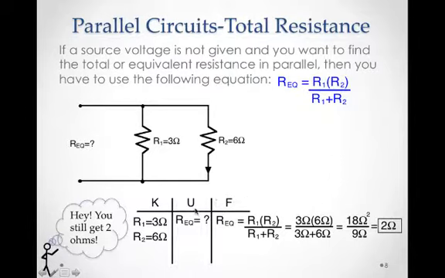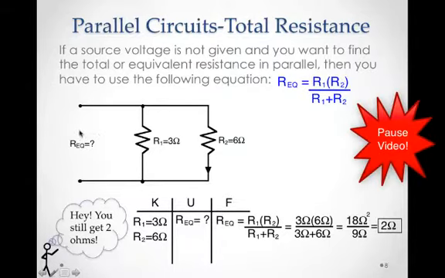when you use this equation. So if we have these two resistances and we plug them in, our 3 ohms and our 6 ohms again, 3 times 6 is 18, and ohms times ohms is ohms squared. So 18 ohms squared divided by 3 plus 6, which is 9 ohms, gives us 2 ohms. Again, this is the equation you would use when you don't know the source.